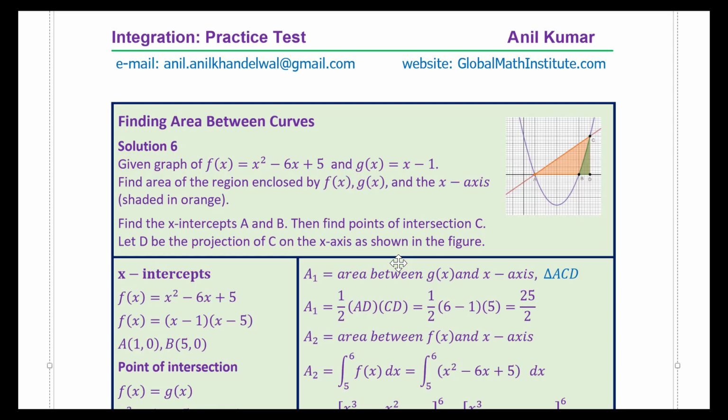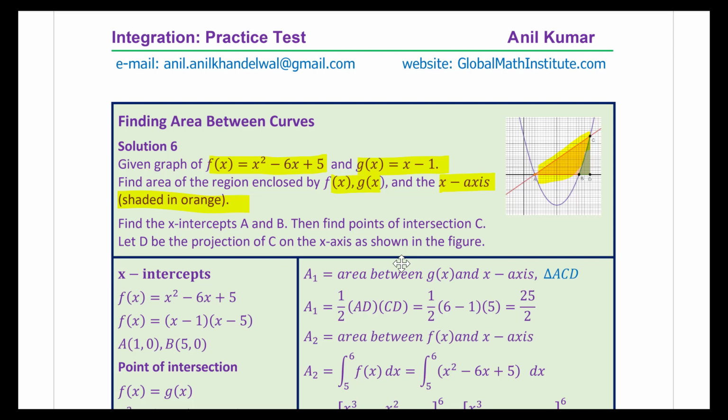Let's move on and take the last question now, which is, given graph of the function f of x equals x squared minus 6x plus 5 and g of x equals x minus 1. Find area of the region enclosed by f of x, g of x, and x-axis. So the area which is marked in orange, this is the area which we want to find, okay, not that green area. So we have to exclude that green area. That's the whole thing, okay. So we want to find the area shaded in orange. So how will you do this?